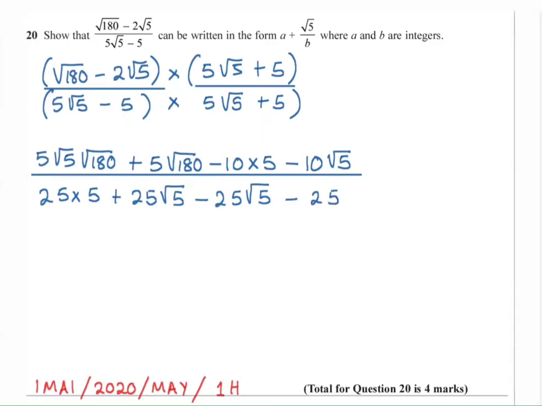Now that we are done with expansion, it's time to simplify. How do you simplify? You want to collect like terms in the numerator, collect like terms in the denominator, then we move on from there.